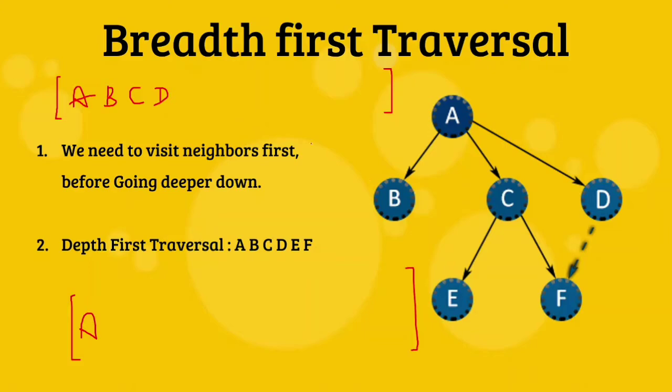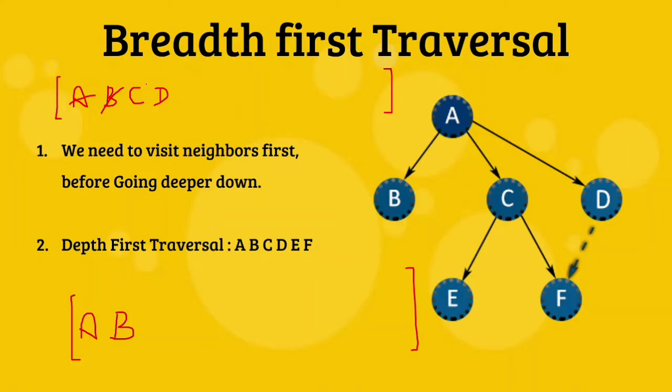Once that is done, we will then check, is there anything in the queue? So yes, we have B, C and D. So firstly we will remove B from queue and we will place it inside our resultant array. Once that is done, now we will check, is there any children associated with B? So no, we don't have anything. So we will start with our next value in our queue, that is C.